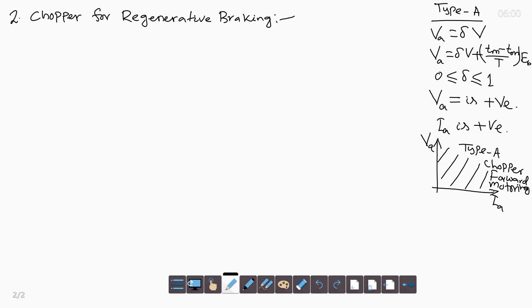VA is representative of speed, and IA is representative of torque. Speed depends upon VA, and torque depends on IA. So speed and torque both are positive, and you get only forward motoring in type A chopper. It is a single quadrant chopper. Now we are going to discuss the chopper for regenerative braking.